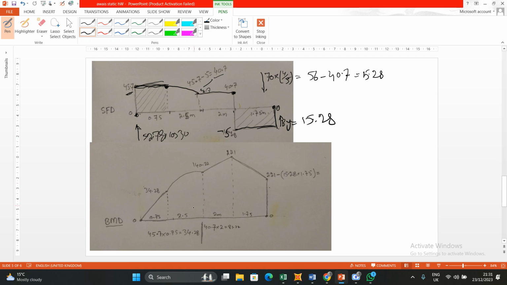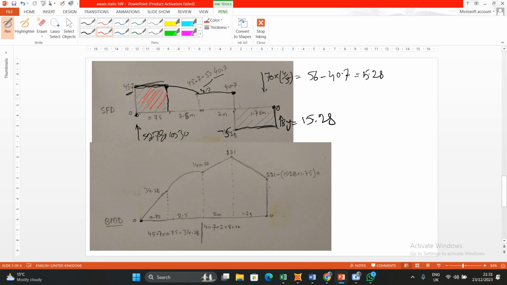What I did now with the moment diagram, I just did from this area. I find the moment diagram from this area. This is one method by which you can find your moment diagram: by area or by cutting. Any method you can use. It's easy.